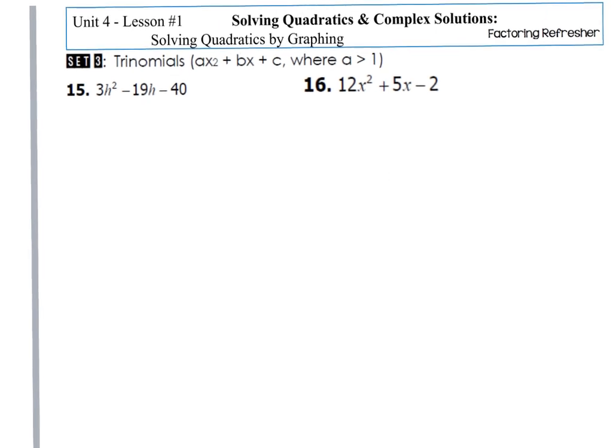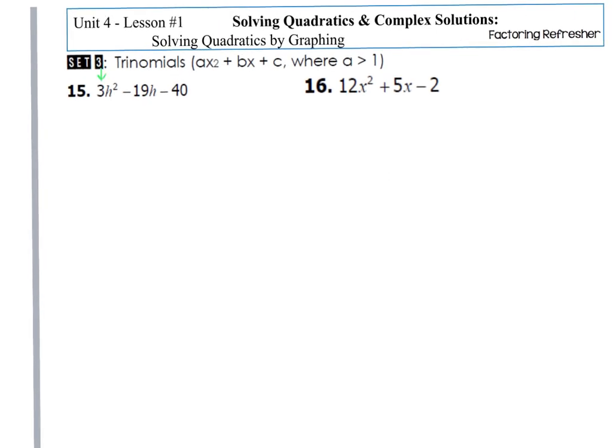Okay, number 15, our trinomial is 3h squared minus 19h minus 40. Okay, we need to recognize that there's a 3 in front of h squared. I would check, does it divide into 19 and 40? It does not divide into those terms, so we have a slider. We're going to take this 3. We have to move it legally by sliding and multiplying it to negative 40.